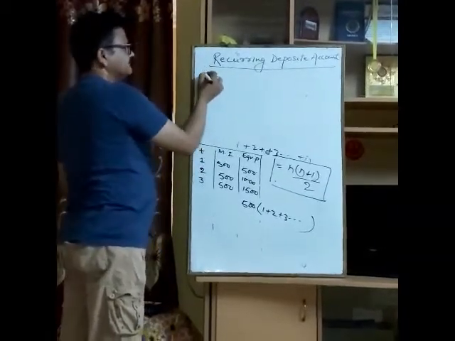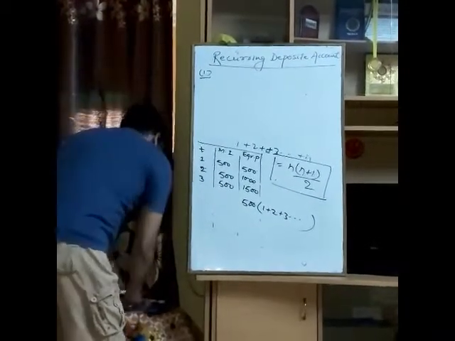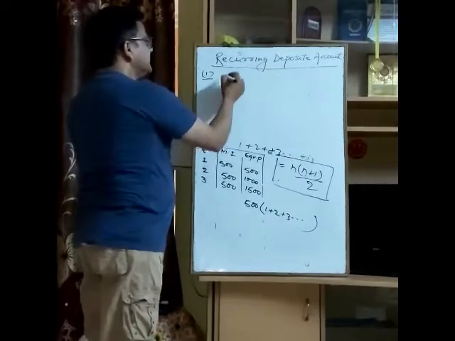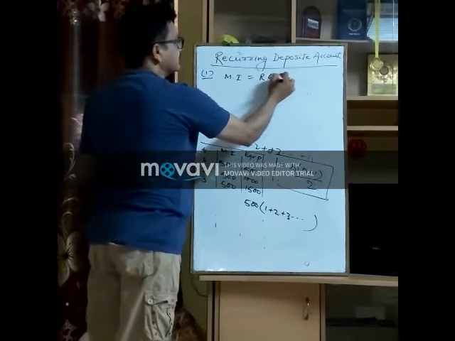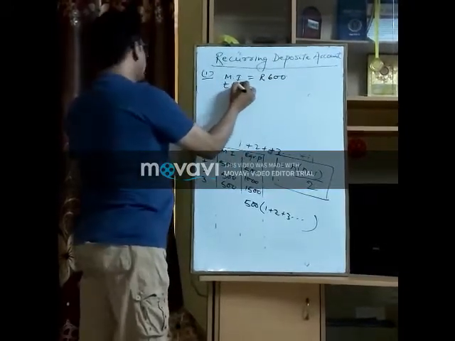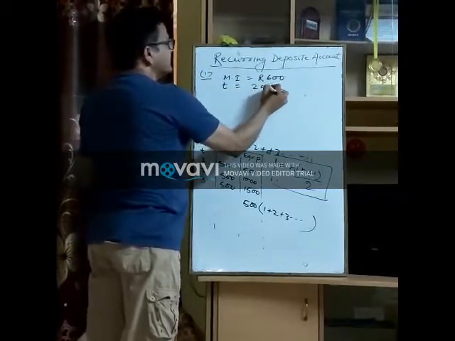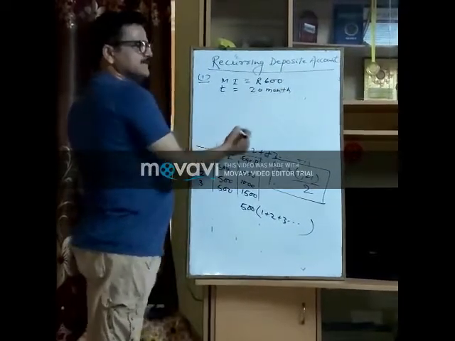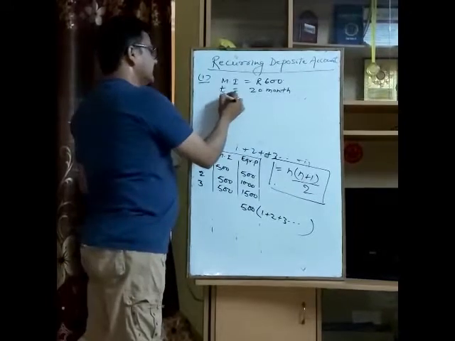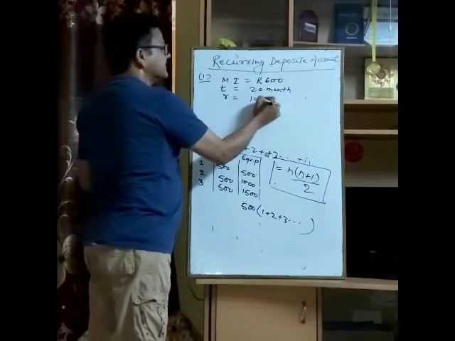Taking example that monthly installment is rupees 600. Time duration is 20 months. Most of the time it is given in years, so you convert it into month. Rate is 10%.